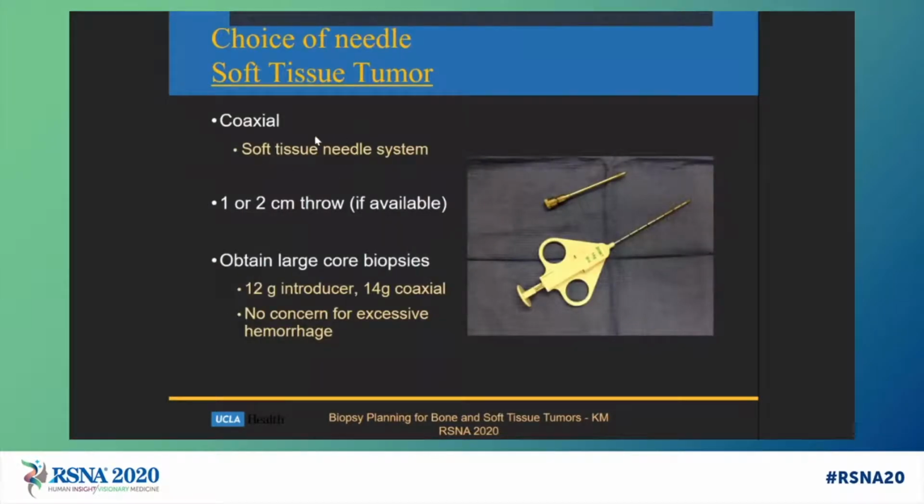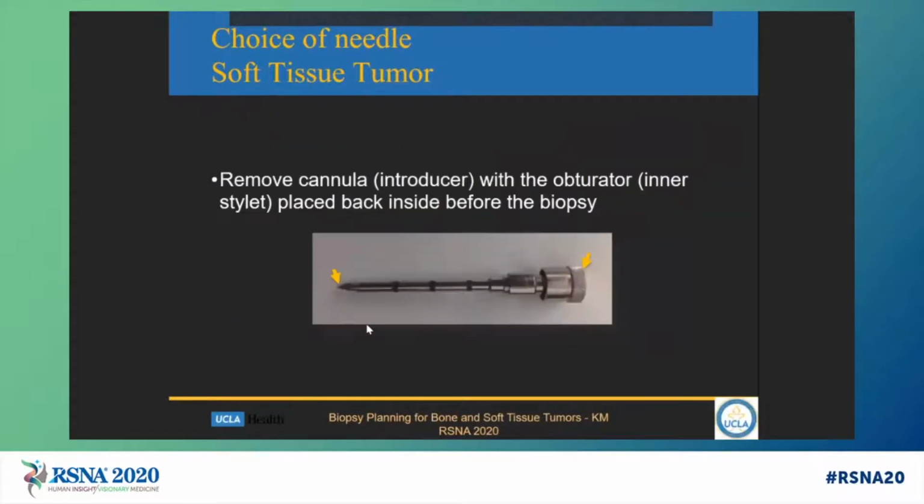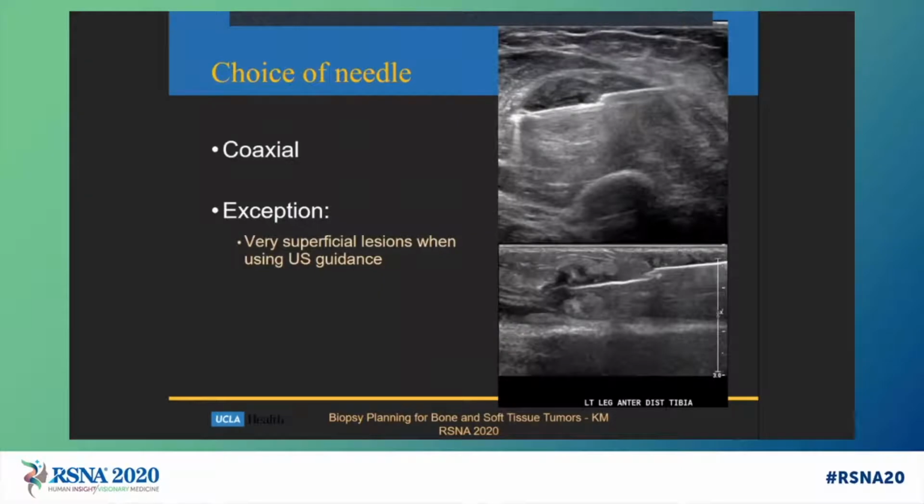Always use coaxial for soft tissue needles. If you have one or two system throws available, that's recommended to have the choice. And do obtain large cores. We use a 12-gauge introducer with a 14-gauge coaxial portion, and we're not concerned about excessive hemorrhage. By adequate compression, you will achieve hemostasis. One tip is to unscrew the needle before you put it in the patient. Sometimes it is really difficult to open the needle once it is inside. Just a control check. Again, always use coaxial. The only exception is for very superficial lesions in the subdermal subcutaneous tissue.